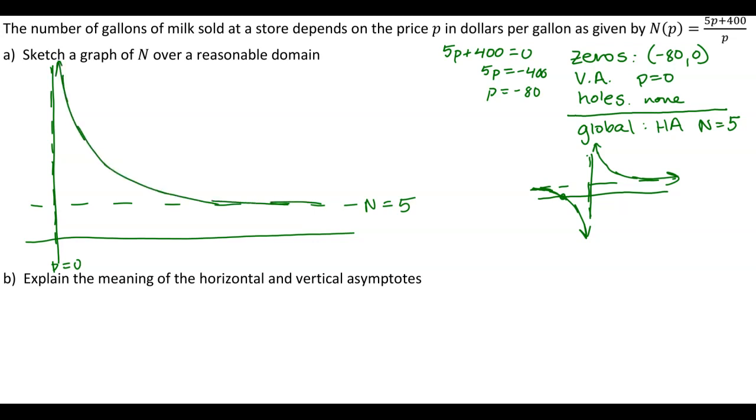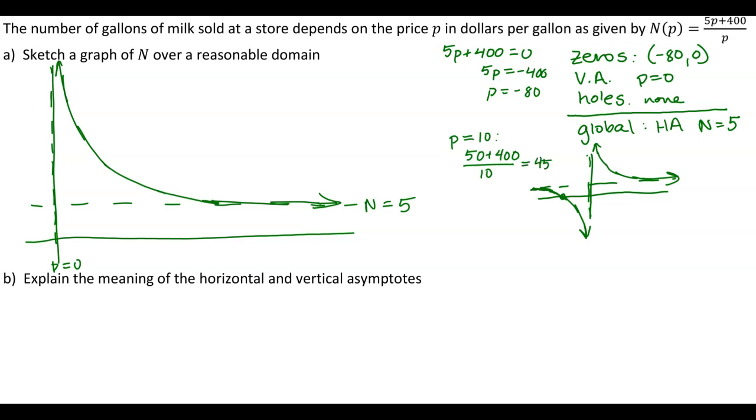And then to get a little more accuracy for the purposes of this problem, I think it'd be great to maybe plug in 1 or 2 values just to get the idea. So for example, we could plug in p equals 10, and this would just be scratch work. So we would get 50 plus 400 over 10, which is 450 over 10, or 45.